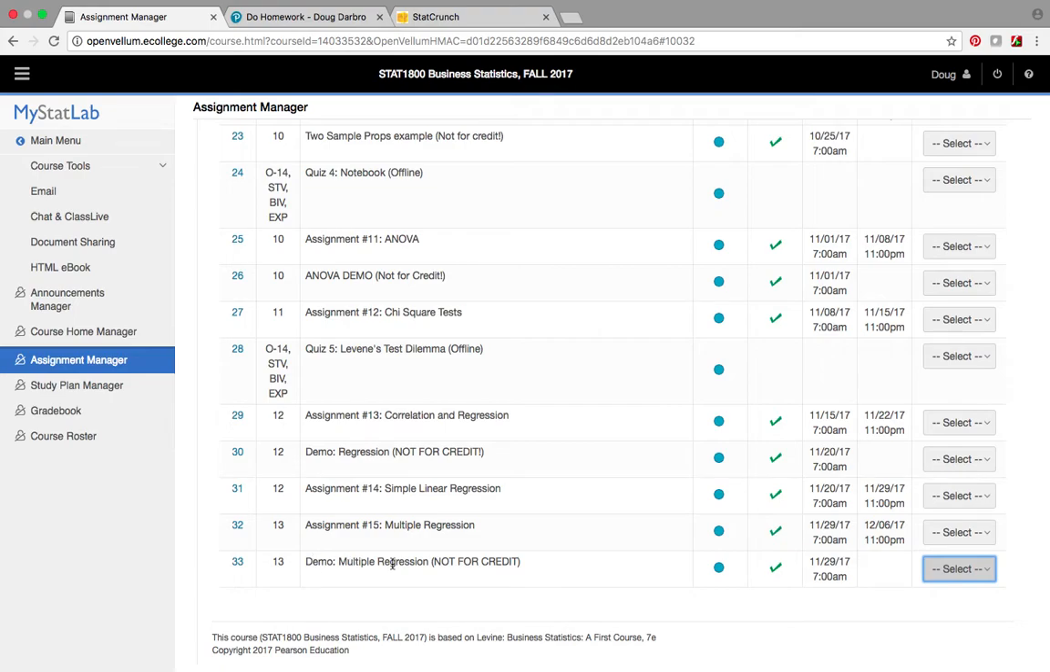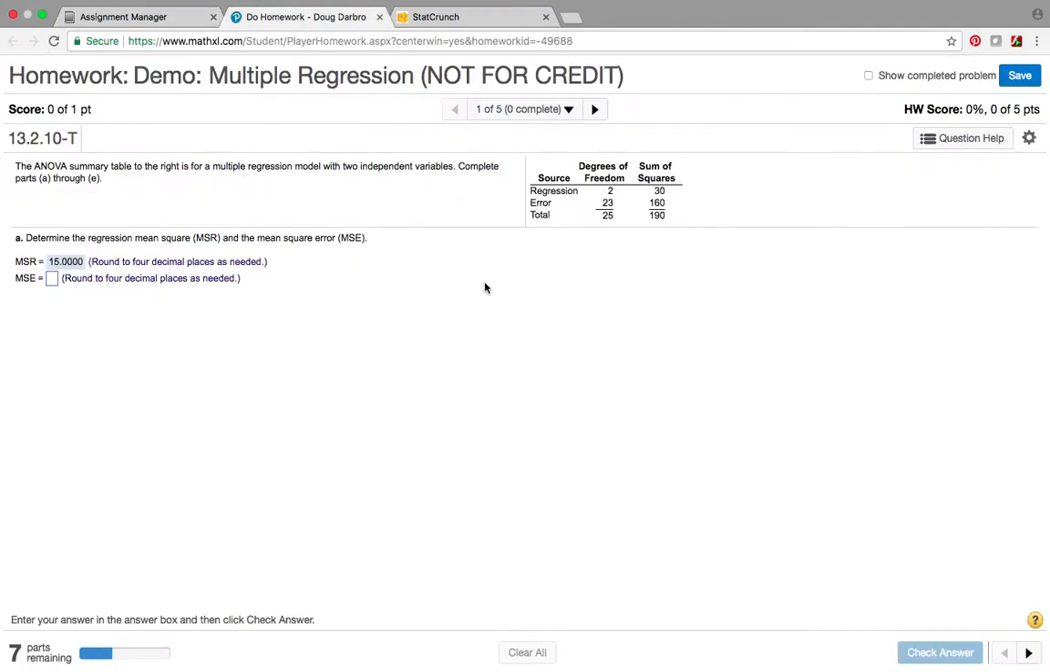So, guys, let's go to Google Chrome, and you'll see a demo, multiple regression, not for credit. This is right after assignment number 15 for this term. But if you're taking this in the summer, the multiple regression assignment may be something other than assignment 15. Whatever the multiple regression assignment is, it's right after that. You'll go through it through homework, while I'm going through it through the instructor mode. When you open it up, you'll see the first question.